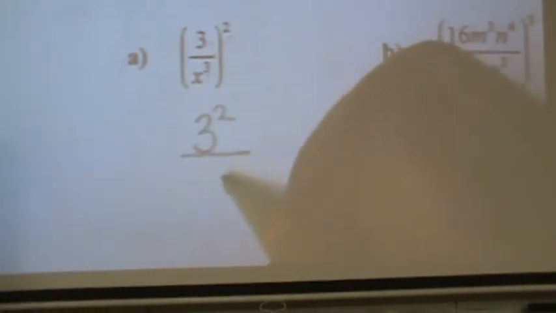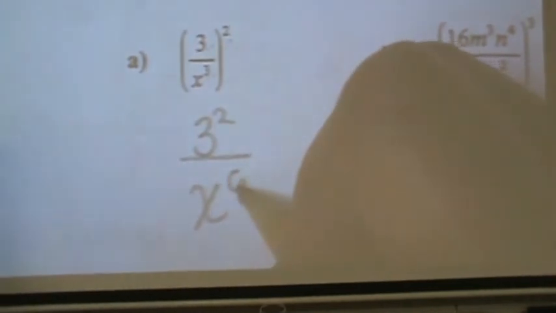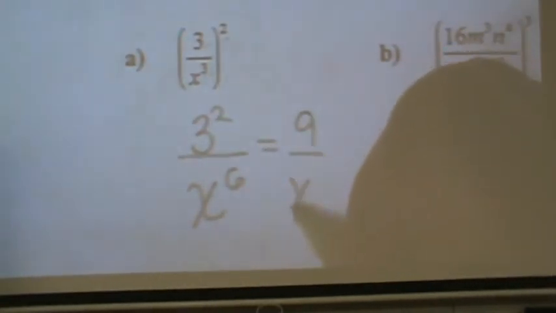Okay, last 4. These ones are quotients, but there's a lot of layering going on here. This is a fraction where we have a numerator and a denominator, all of that is squared. So what are you going to do with this? You distribute to both the top and the bottom. Yep, so it's 3 squared over x to the what? 6. Is there a better answer? Yes, 9 over x to the 6.